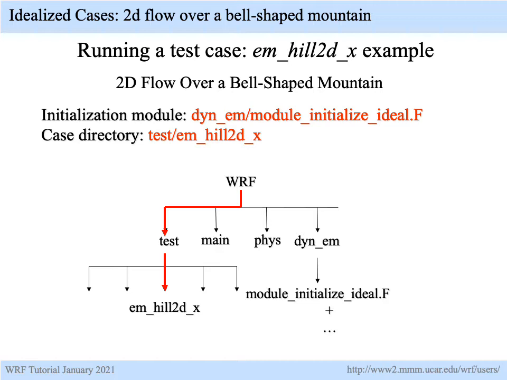The initialization for the Hill 2D_X case is contained in the dyn_em directory in the file module_initialize_ideal.F. This file contains not only the initialization code for this test case, but for most, but not all, of the idealized test cases. The files needed to run the test case after you build WRF and the initialization are found in the em_hill2d_x directory that sits inside the test directory off of the main WRF directory.